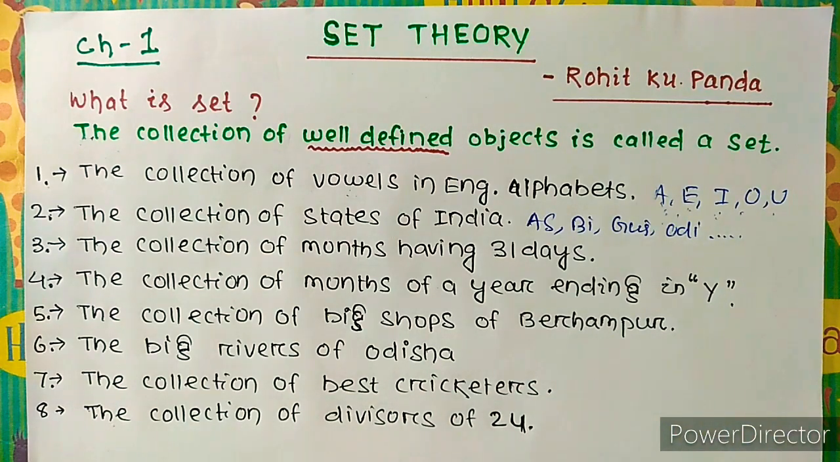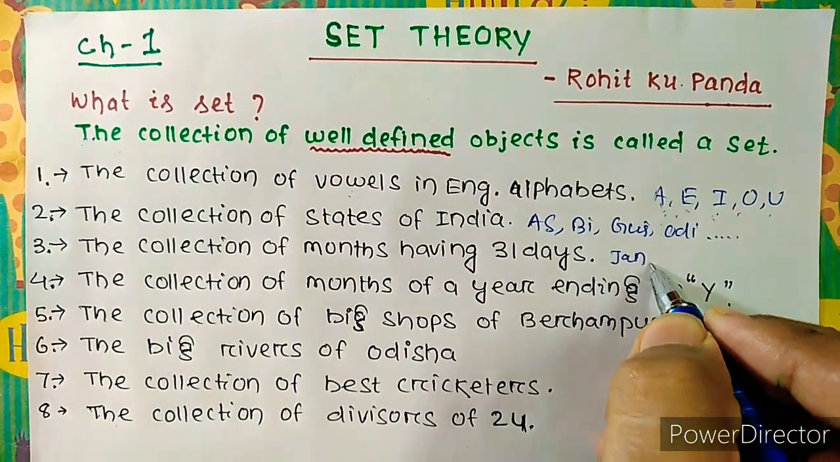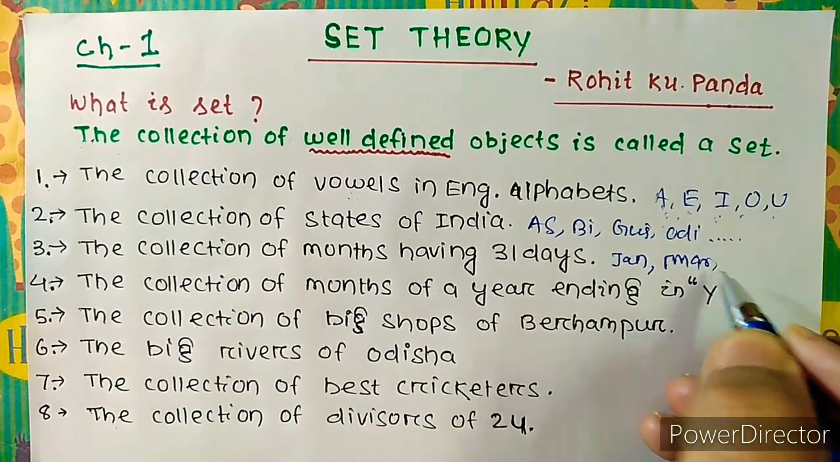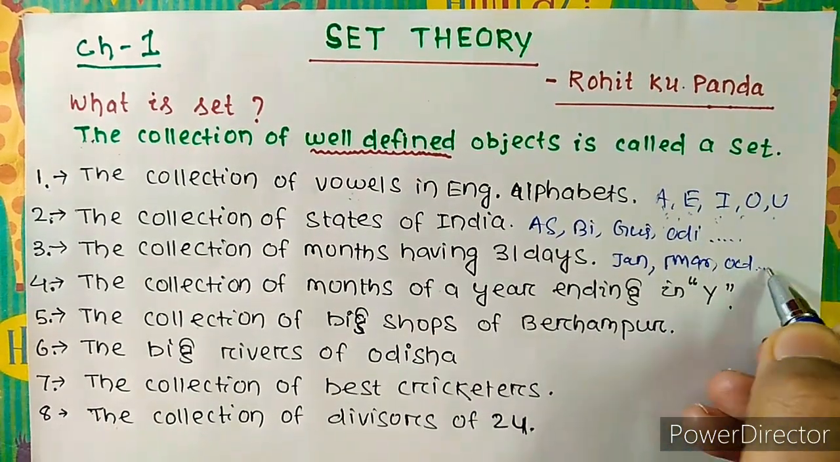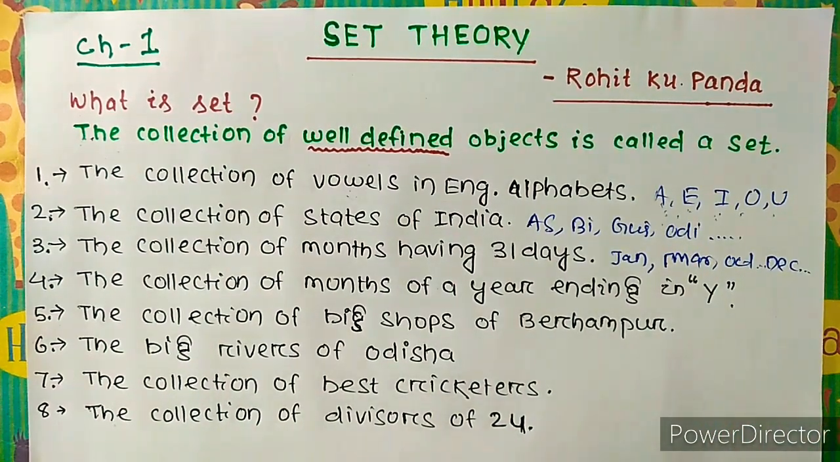And the next one is the collection of the months having 31 days. Obviously out of 12 months we have some months having 31 days. So we can write, yes, what will the answer be? January, March, October and December, and you can write the other months also.